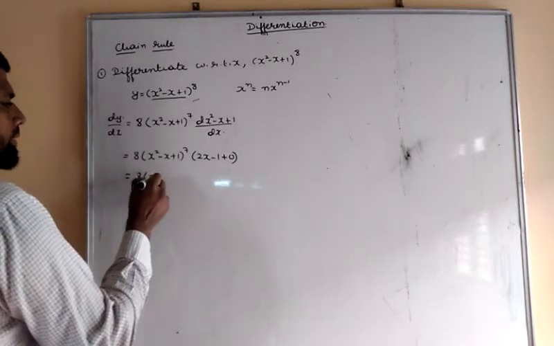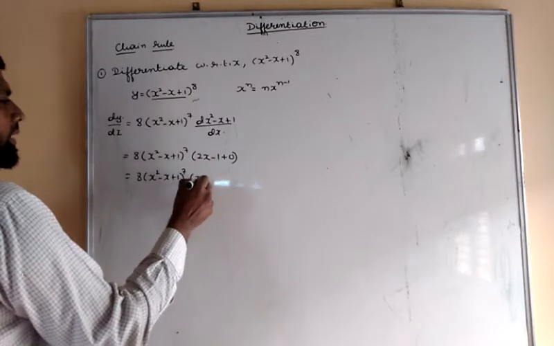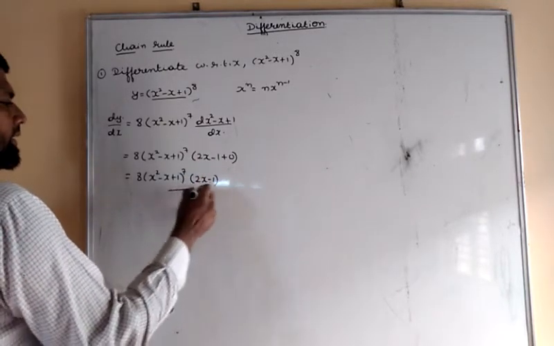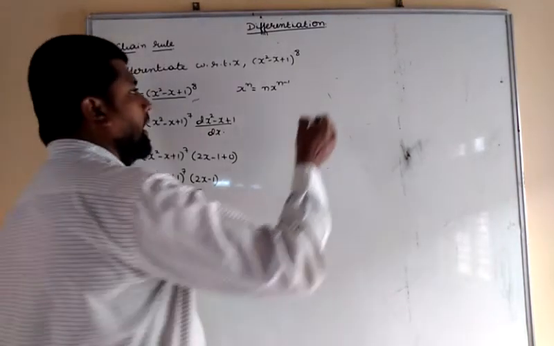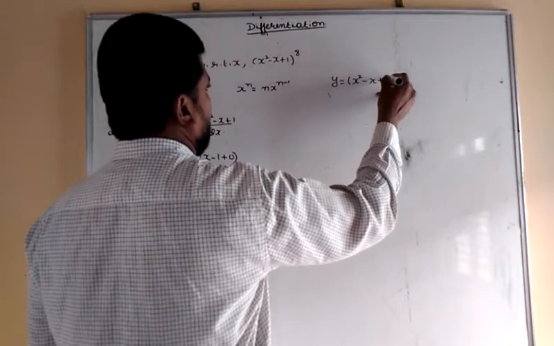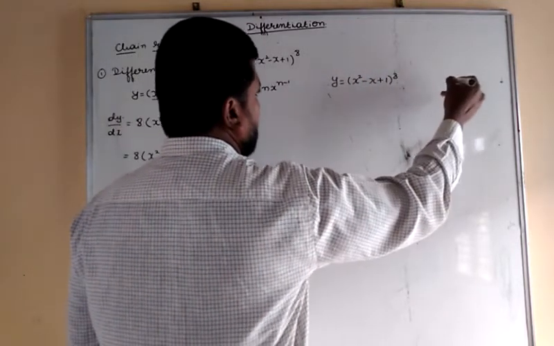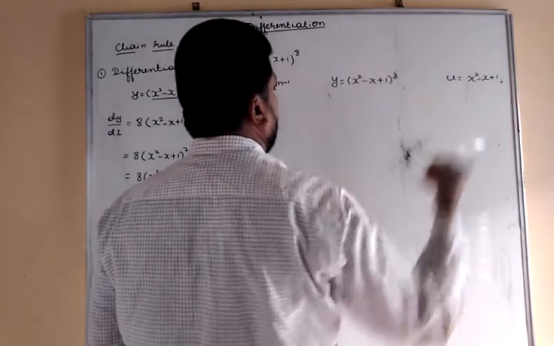Then 8 into (x square minus x plus 1) whole to the power of 7 and 2x minus 1. This is the answer. Or you can follow another method, the substitution method. Let us take the substitution method. y is equal to (x square minus x plus 1) whole to the power of 8.